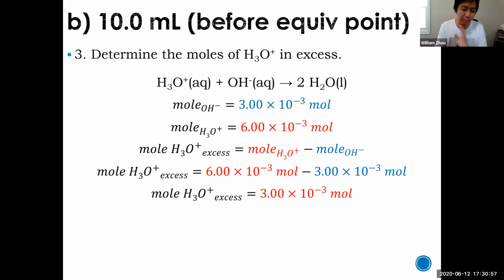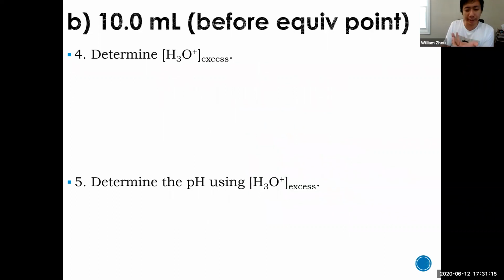No, it does not. No. You don't take the negative log of this number. You take the negative log of the concentration of the acid. This is not the concentration of the acid. This is the mole, the amount of acid. You need to calculate the concentration of the acid.